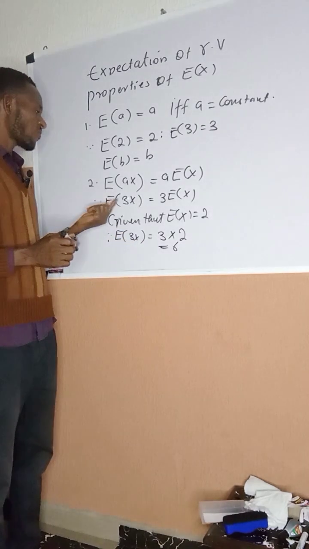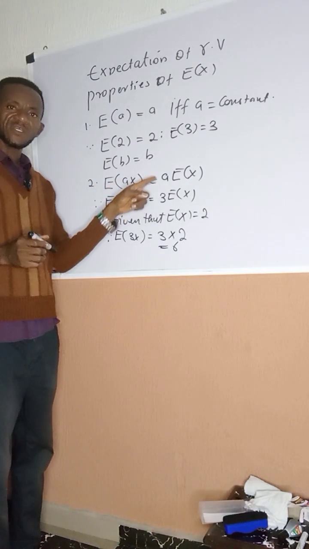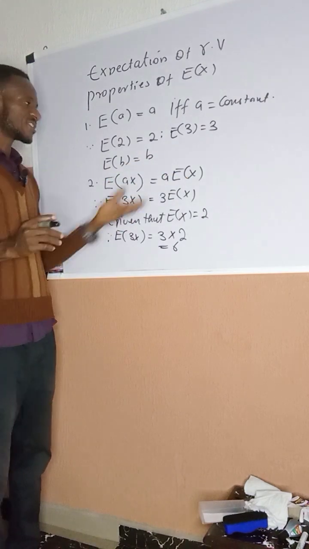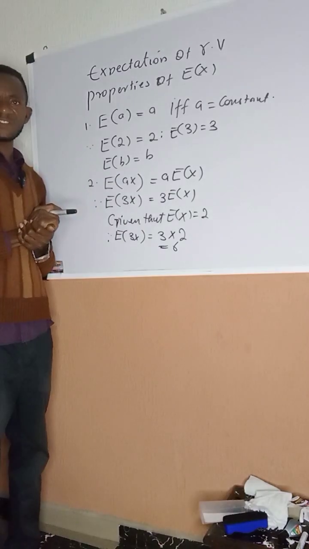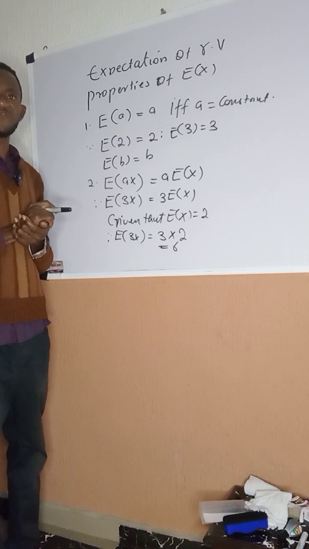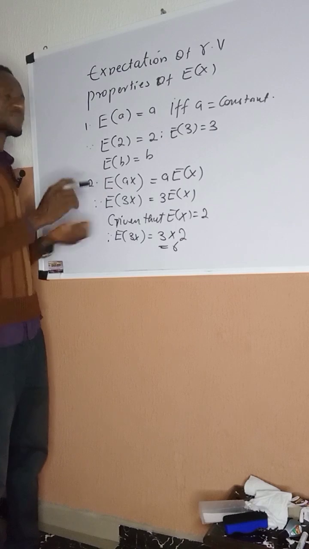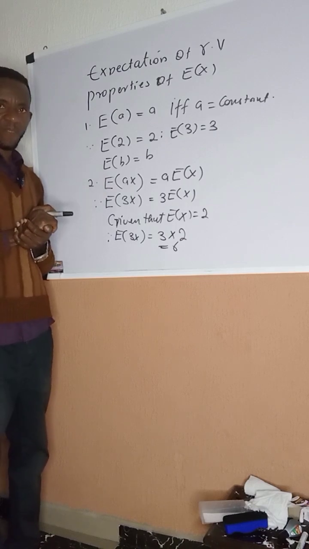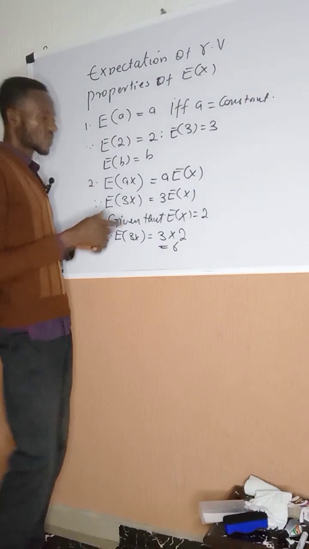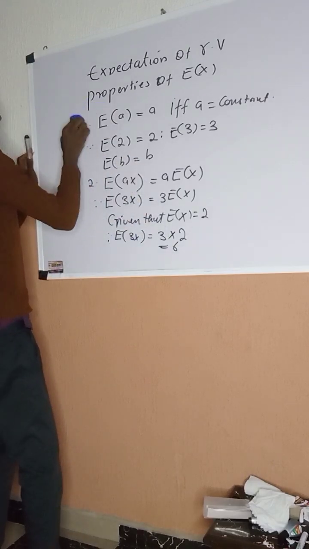The expected value of a constant multiplied by a random variable equals the constant multiplied by the expected value of the random variable. This is property number 2 in the discrete random variable, or in expectation of a random variable, whether it is discrete or whether it is continuous. That is property number 2 of expectation of a random variable. Permit me to clear here to continue with property number 3.